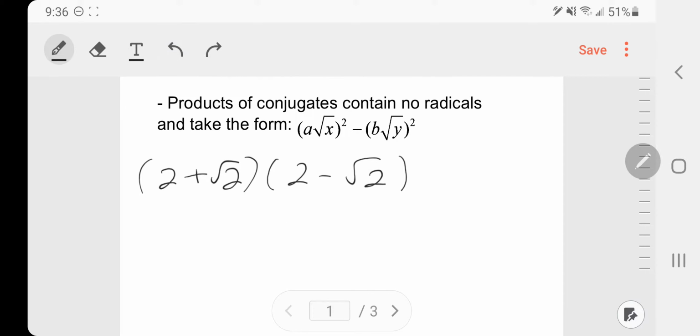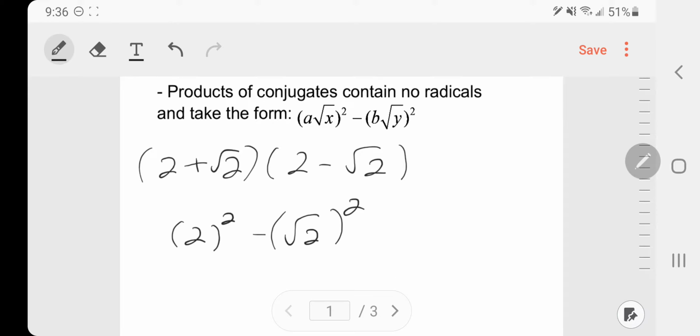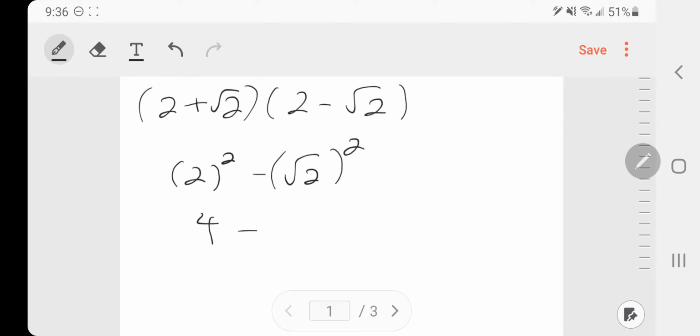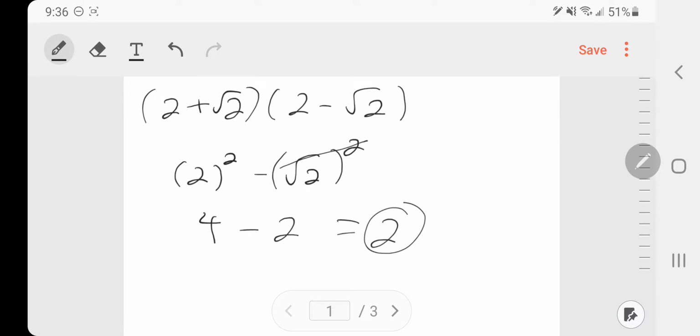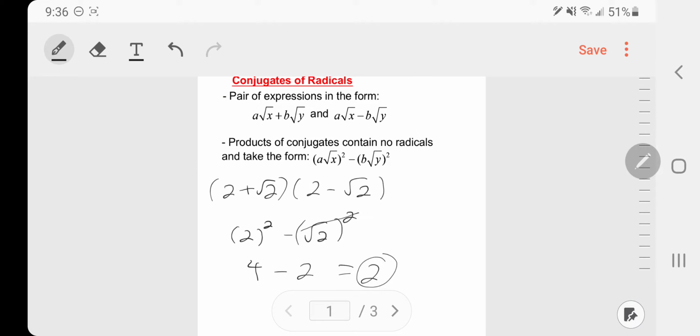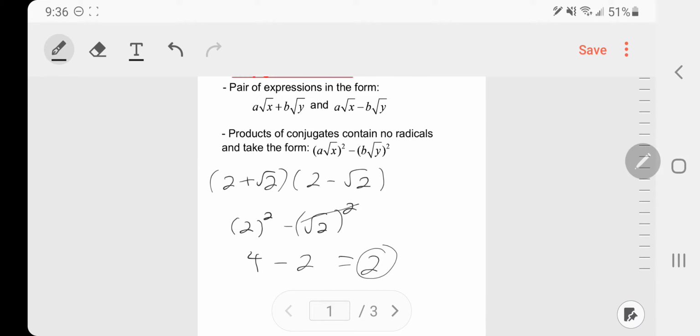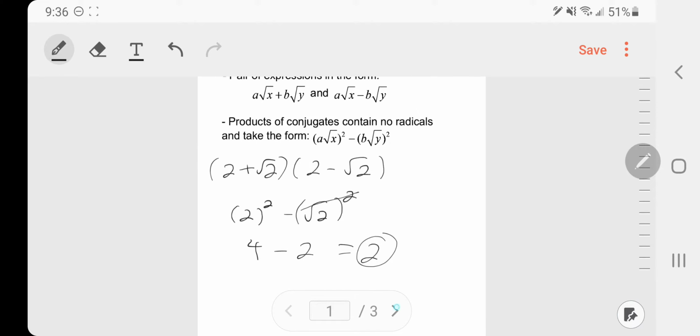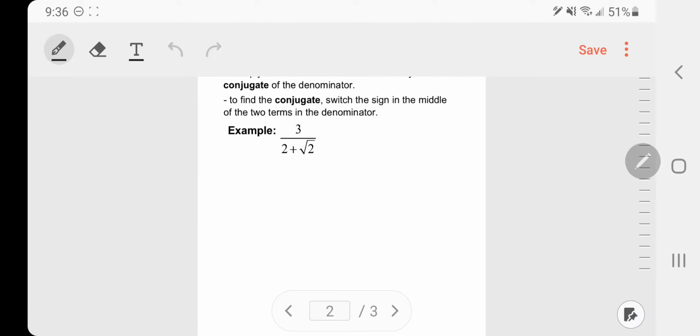Okay, as opposed to having to FOIL this entire thing out, what we can do is square the first term. So we do 2 squared minus the square of the second term, square root of 2 squared. All right, so we get 4 minus 2, which is 2. It just makes it a little easier as opposed to, again, having to apply the FOIL method, which takes a little bit more time and could be prone to mistakes. All right, let's take a look at a different example.